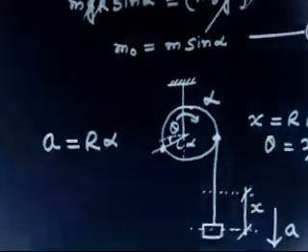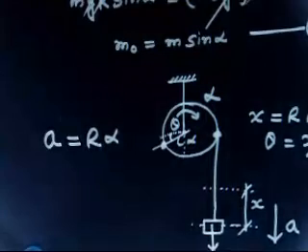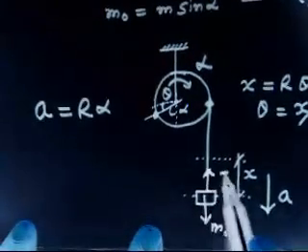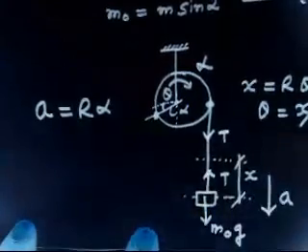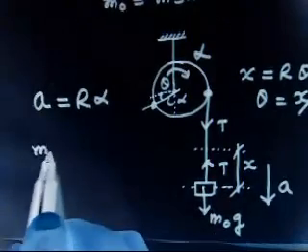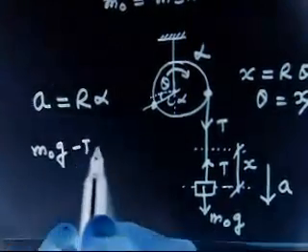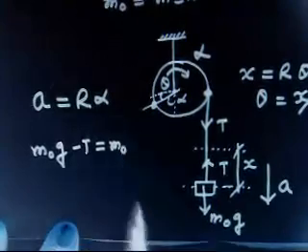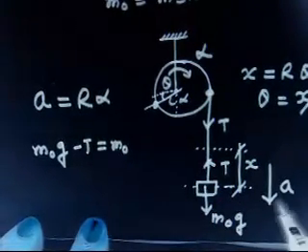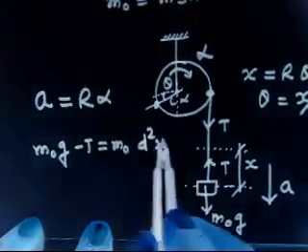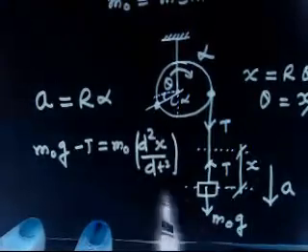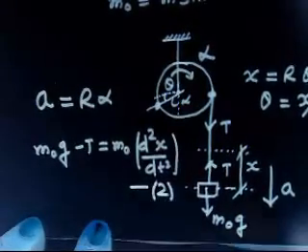Now if I write the equation for this object, weight m naught g is acting in the downward direction, tension is acting in the upward direction. Here also I will have tension. Are you getting? So in the downward direction you will have m naught g minus T equal to mass into acceleration. Now this time acceleration is in this direction and x is also in this direction, so I write d2x by dt square, no negative sign. Let us call this equation 2.